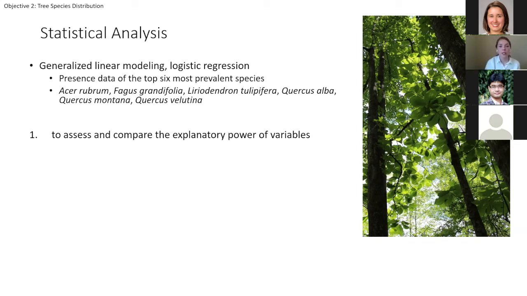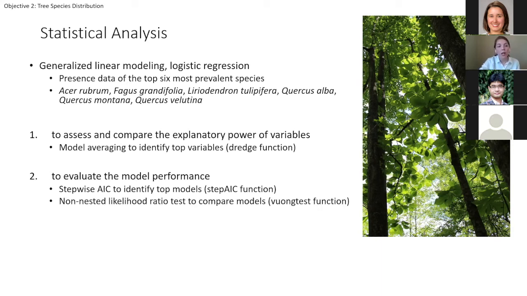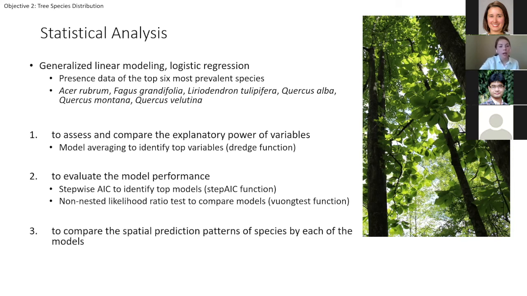So the statistical analysis reflects what we did in the first objective. So first, looking at assessing and comparing the explanatory power of the variables, we were using a model averaging approach to identify those top variables. To evaluate model performance, we were using Stepwise AIC to first identify those top models, and then using non-nested likelihood ratio tests to compare the models to one another. And then for comparing the spatial prediction patterns of each species, each of the models in those categories, we used the top models from Stepwise AIC and then created prediction maps, and this was done using the prediction function in R.